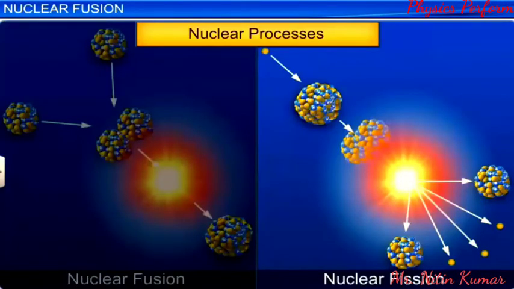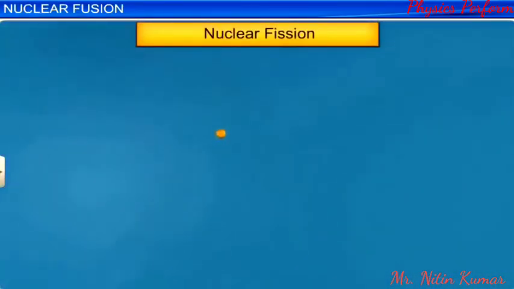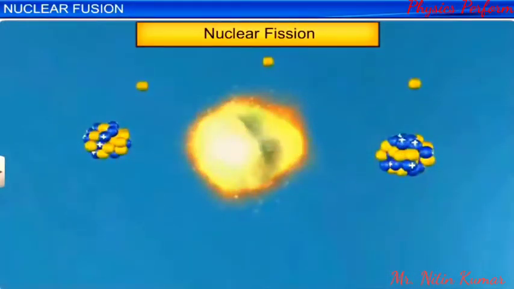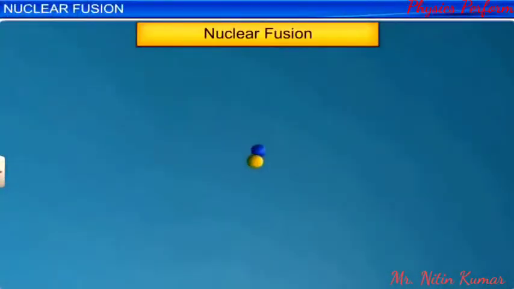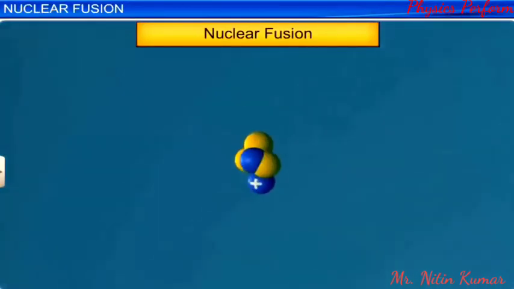Nuclear fission and nuclear fusion are two nuclear processes that release enormous amounts of energy. You have already learned about nuclear fission. It is a process in which a heavier nucleus splits into two lighter nuclei with the release of a large amount of energy. Now, you will study nuclear fusion. In the nuclear fusion process, two lighter nuclei combine to form a heavier nucleus, releasing a large amount of energy.